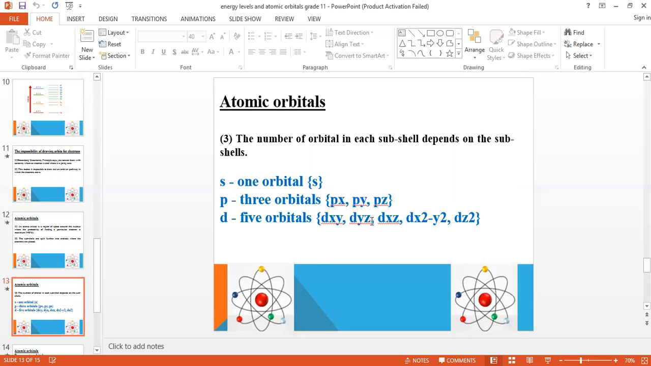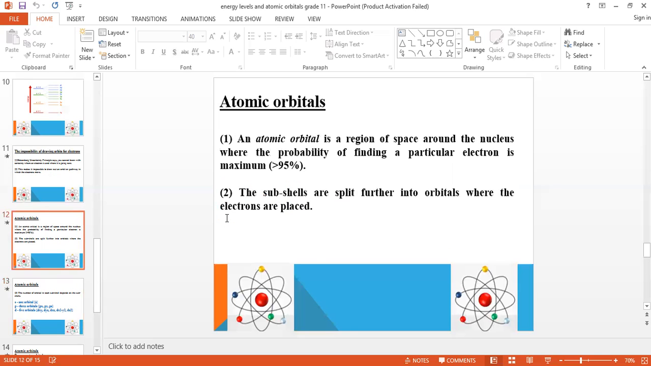So no need to memorize these, but you must know about px, py and pz. From where did they get dxy and dyz? When they divide the D subshell, they get more atomic orbitals. Can you please focus on this one? Number 2, yes, they split further into orbitals, according to their tendency to accommodate or release electrons.